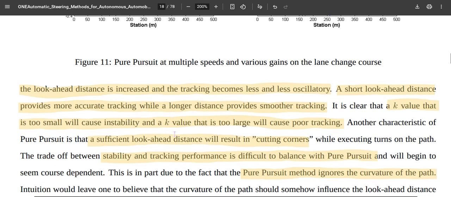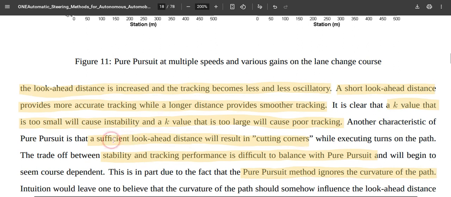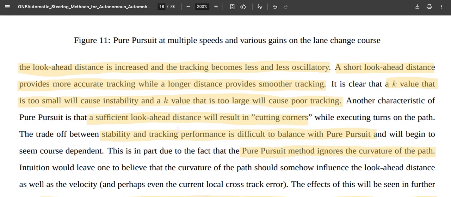So decreasing the value gives accuracy but causes instability, while a large value may give poor tracking, but it's a very stable and smooth tracking. So this is a hyperparameter that has to be played around with based on the path curvature.